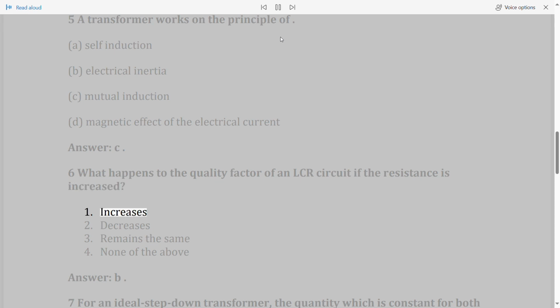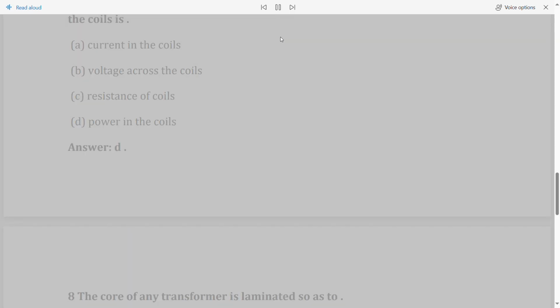1, increases; 2, decreases; 3, remains the same; 4, none of the above. Answer B. 7. For an ideal step-down transformer, the quantity which is constant for both the coils is: A, current in the coils; B, voltage across the coils; C, resistance of coils; D, power in the coils. Answer D.